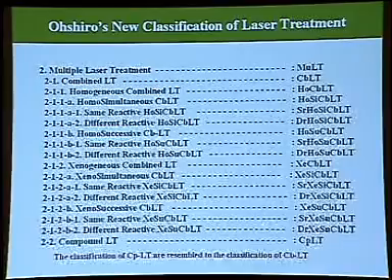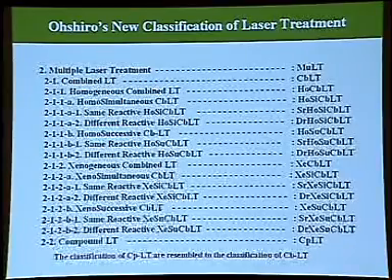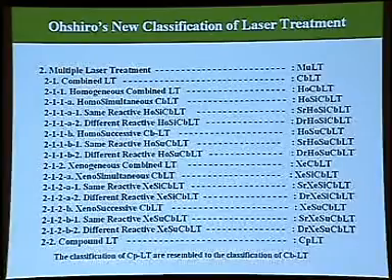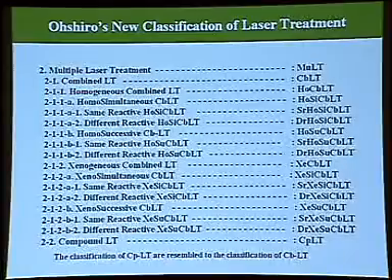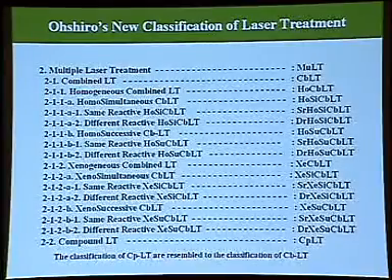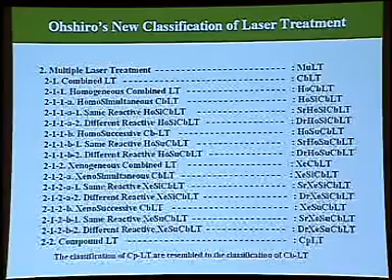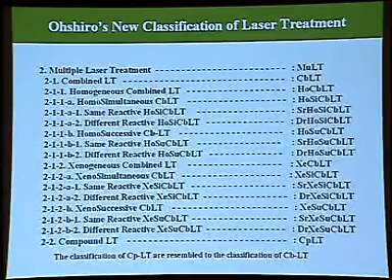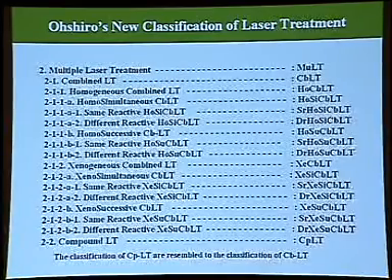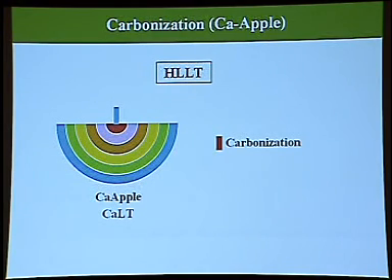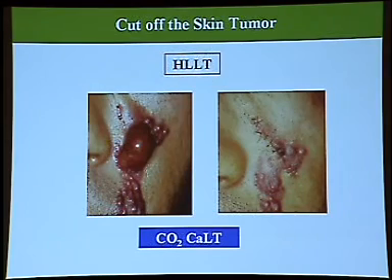Consider the combined laser treatment. It's subdivided like this. It's a very difficult, complicated classification. It's already written in some journals, in some papers, so you can see this kind of classification from my paper. And here you can see the carbonization, CLT, cases. We can show you the clinical cases. This one was cut by CO2 laser.